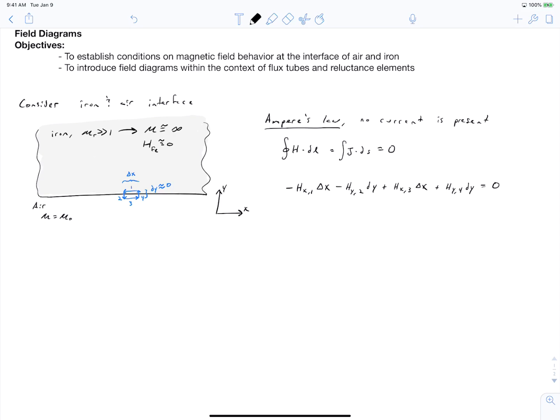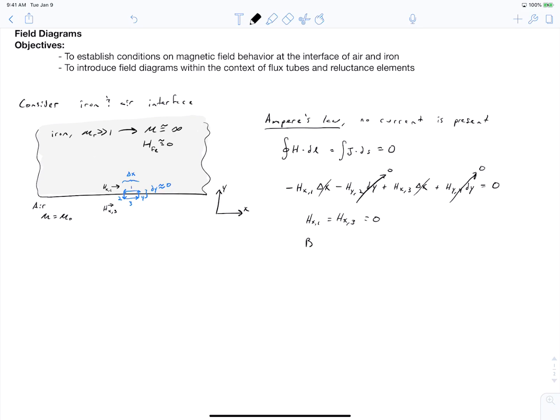If we look at this expression, we've said that dy is infinitesimally small, so these terms do not contribute. They're equal to 0. Now we can also cancel out our delta x's, and we can conclude from this that Hx1 must be equal to Hx3. That is our H field in this direction, above and below the interface. And recall that Hx1 is equal to 0. That's what we had set up here. So this tells us that Hx3 must also be equal to 0 at that interface. So the H field in the x direction in air is 0.